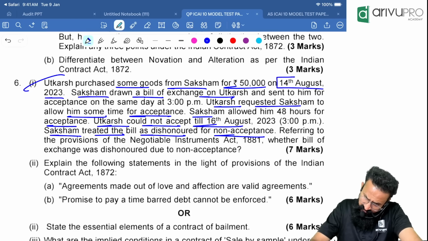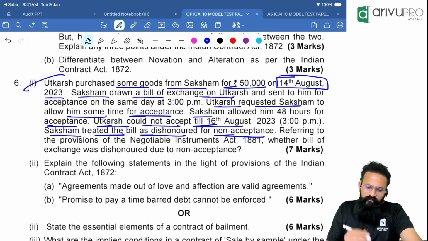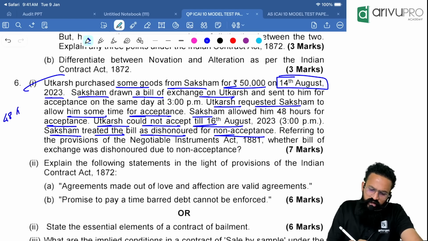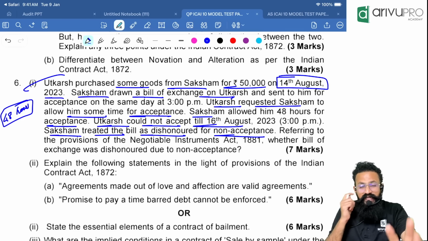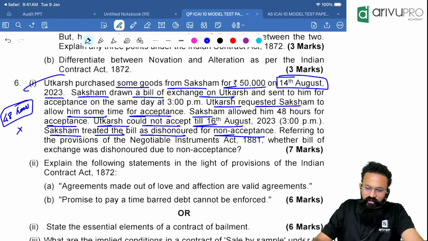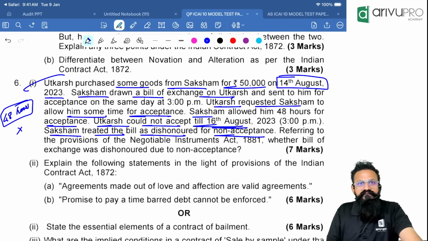Whenever a bill is given, you will have 48 hours to accept the bill. And remember that the 48 hours does not include public holidays. Now in your case, 14th August is when the bill was given. Independence Day comes on 15th August, so I will not count that. So 16th August is not within time. Still, the 48 hours is not yet done.